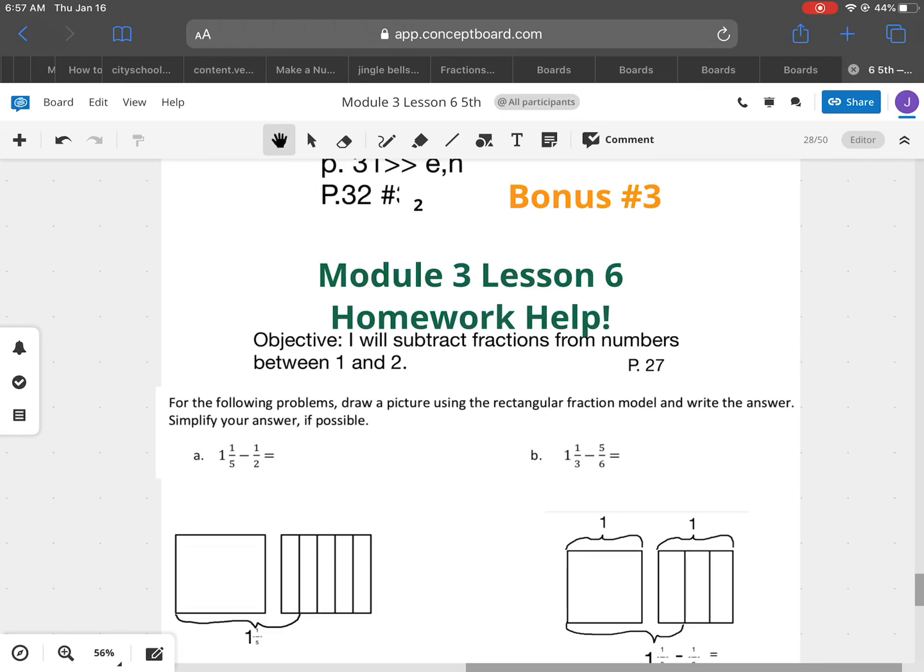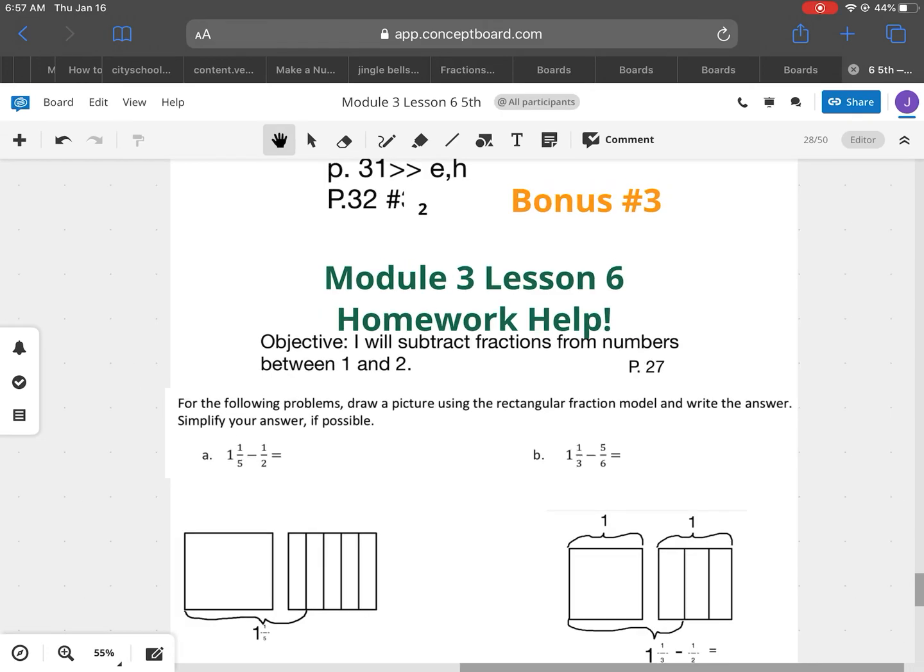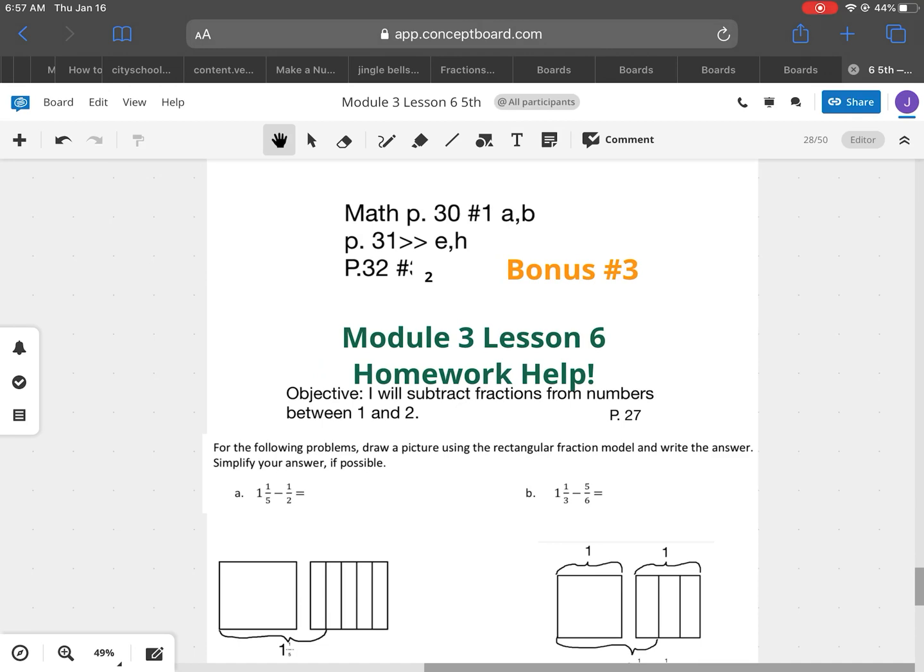All right, this is homework help, lesson 6, 5th grade. There's a bonus homework. I won't show you what we did today because we haven't done it yet. But our objective is we'll subtract fractions. I will subtract fractions from numbers between 1 and 2.